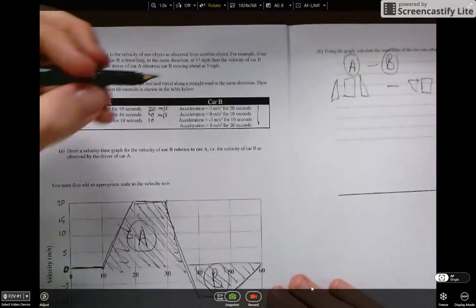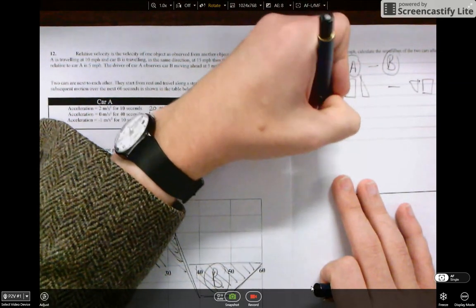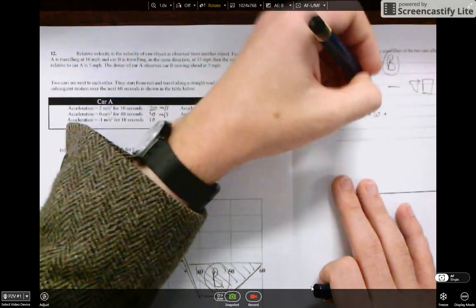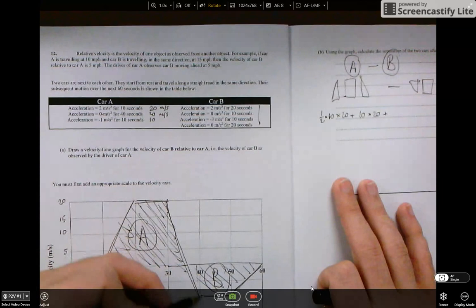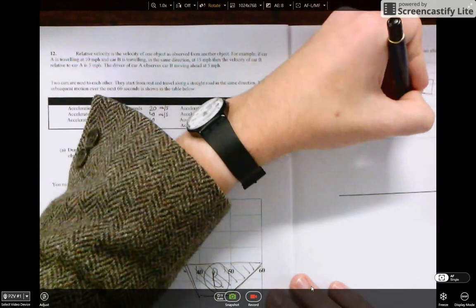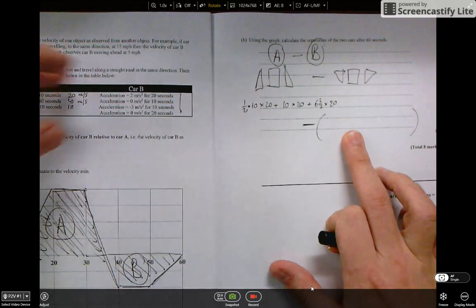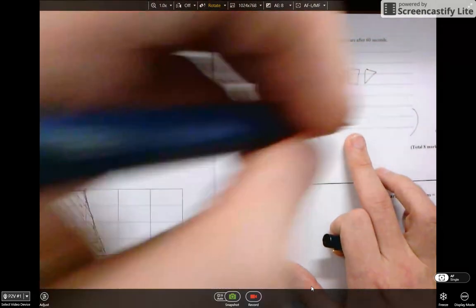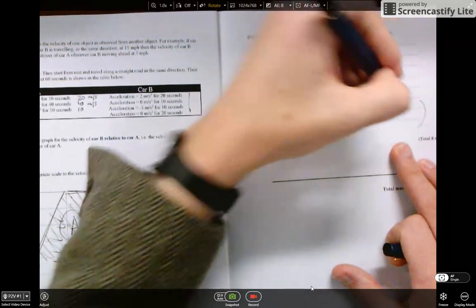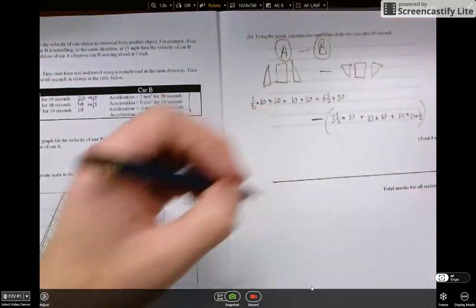Now, if you do the calculations, half base times height, so the first triangle, a half times 10, and the height is 20, plus the rectangle, so that's 10 times 20, plus the remaining triangle. It hits the x-axis 2/3 of the way along, so we've got 6 2/3 times 20. And then we're going to take away from that all of the rest of the area, so that is going to be area B. So we've got 3 1/3 times 10, plus 10 times 10, plus 10 times 10 times a half, because it's a triangle, a half base times height.